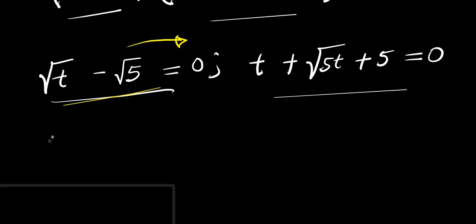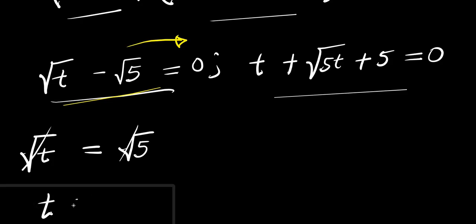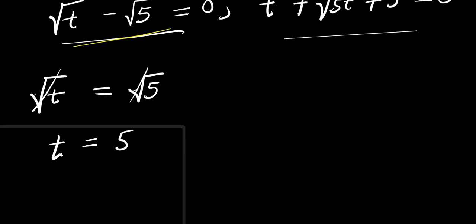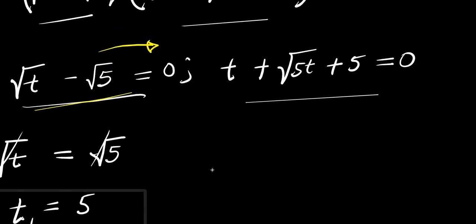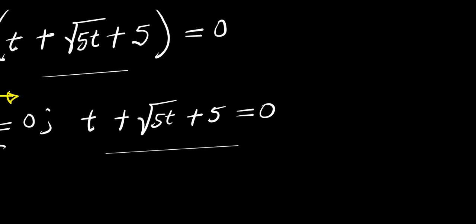So I move this over here. I will simply have square root of t equals square root of 5, meaning that this eliminates this. That means I have t equals 5. This is my t1. Now, we need to solve for the other values of t. Then we are going to consider this equation.